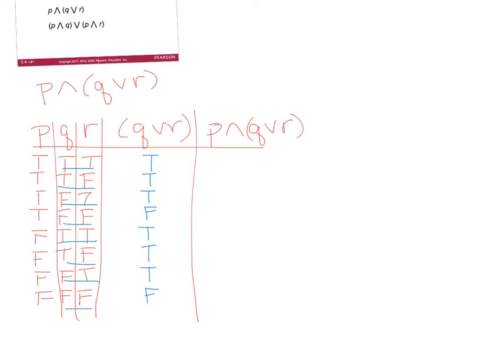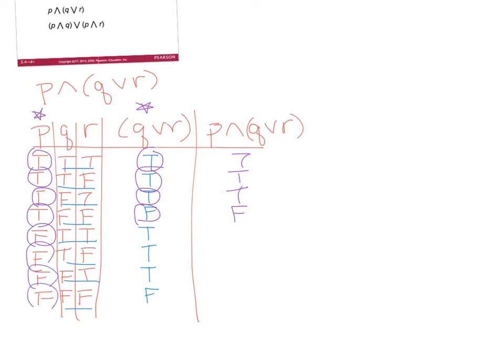Then we need to do P and the column that we just did. Okay, so we need to look at the P column, and we need to look at the Q or R column, and we need to do a conjunction. So remember, the only time this is true is if they are both true. So we have a true, true, true, true, true, true, true, false. Okay, that'll cause a false. False, false, false, false the rest of the way down.